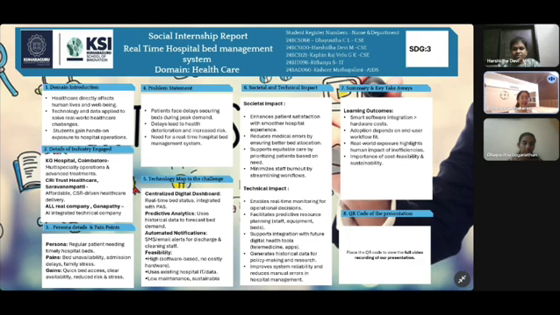Persona details and pain points. Persona: regular patients seeking timely hospital beds. Pain points are bed unavailability, admission delays, and family stress. What are the gains that we get when we find solutions to these pain points? Quick bed access, clear availability of beds, and reduced risk and stress.